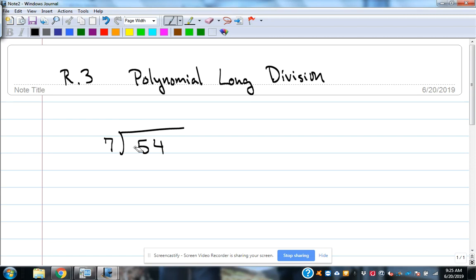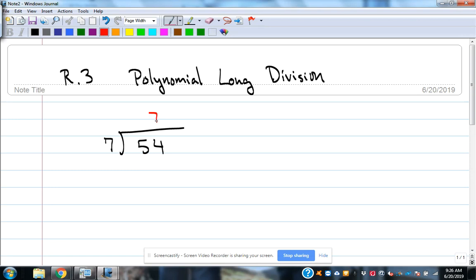And we think about our multiples of 7. So 7 times 3 is 21, so definitely bigger than that. 7 times 4 would be 28. 7 times 5 is 35. So we're getting closer. 7 times 6 is 42. That's closer. 7 times 7 is 49. And 7 times 8 is 56. So 56 is too big, right? So we're going to go 7 times 7.